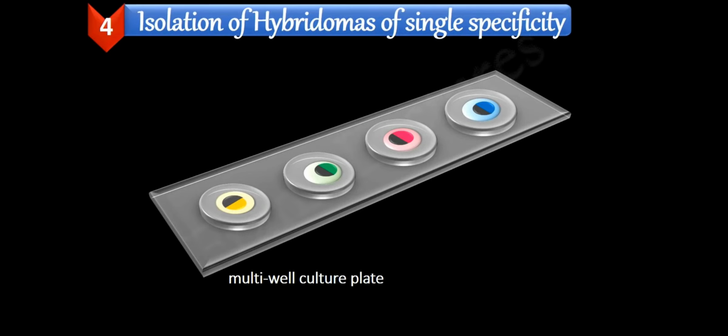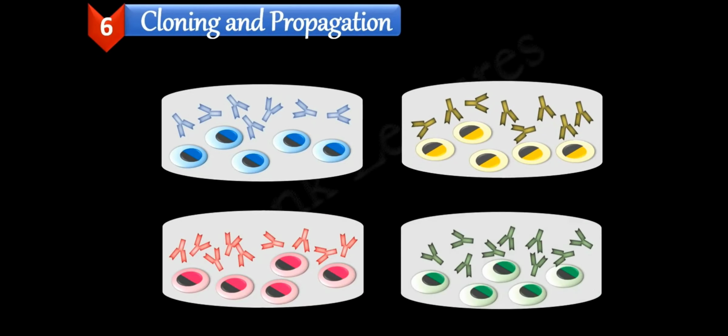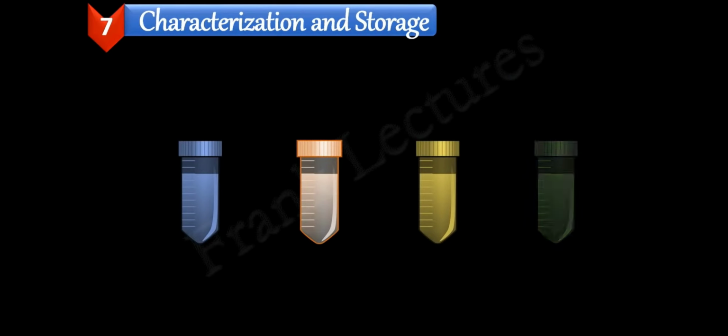This is done such that, on an average, each well contains a single cell. In the next step, these hybridomas are screened for the secretion of the antibody of desired specificity. This screening is done mostly by two techniques, namely ELISA and RIA. Once the hybridoma cells producing the desired antibody are identified, they are isolated and cloned in the next step. So, now we have separate clones of activated B cells, each producing antibodies of a single specificity. In each case, the antibodies produced are known as monoclonal antibodies. In the final step, these hybridomas and monoclonal antibodies are characterized and stored. Mostly they are stored in liquid nitrogen. Now these monoclonal antibodies are ready to use in treating and diagnosing diseases.